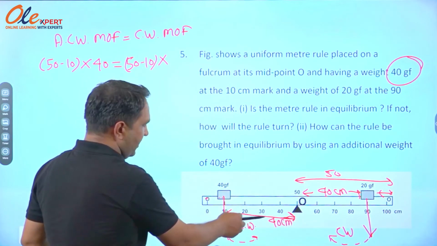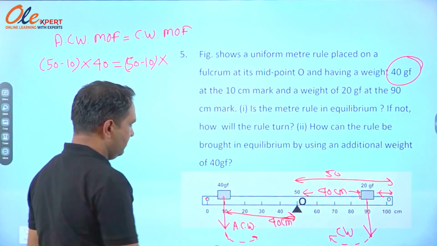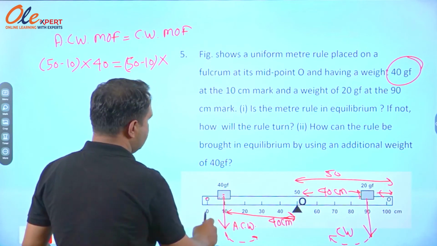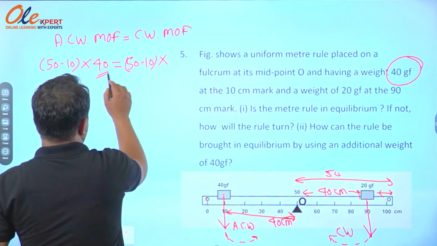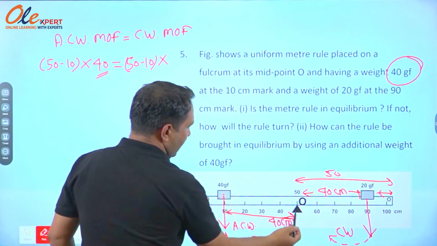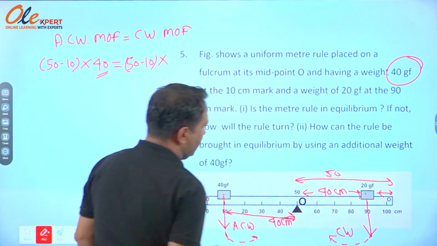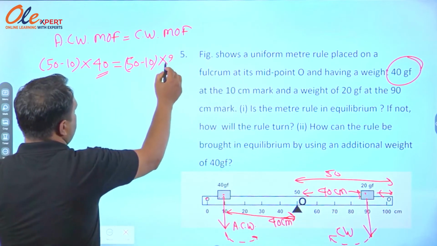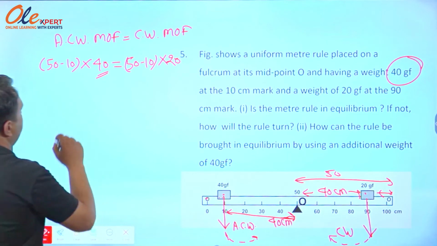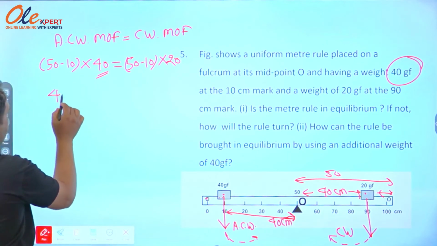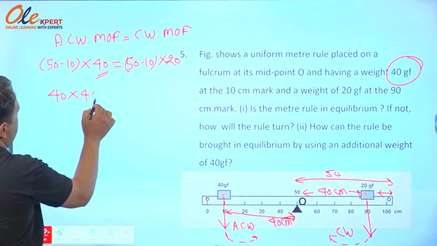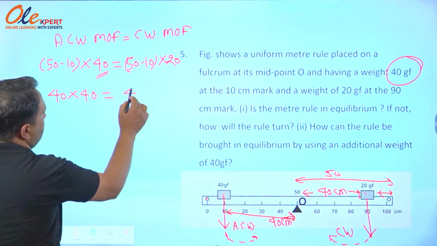The mass or weight of the meter rule is not given. This mass was 40 GF, so this is 40 GF, okay. And this mass is 20 GF, so into 20. Now we will balance it. 40 into 40 is equal to 40 into 20.